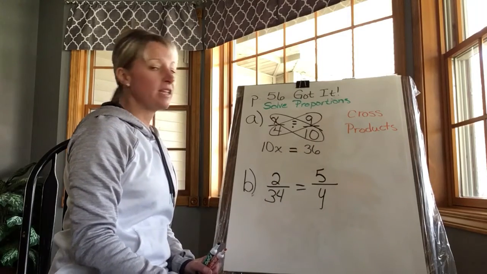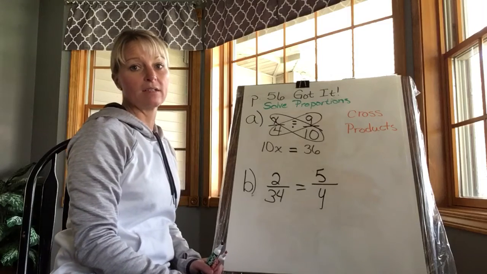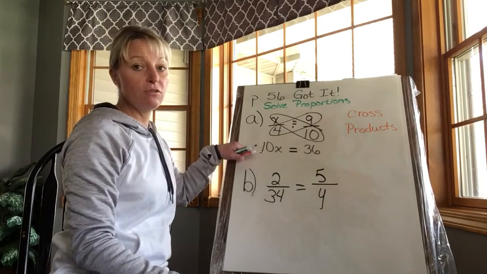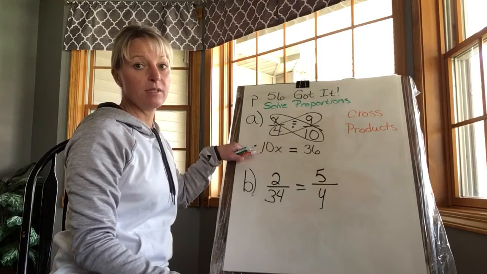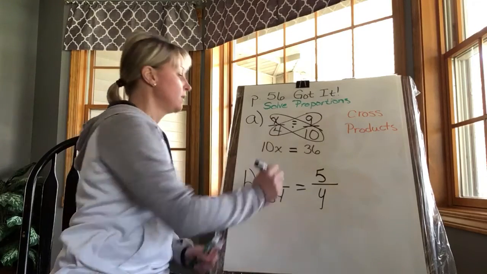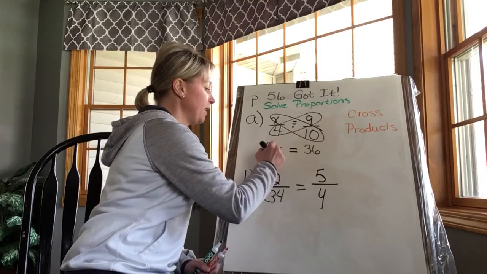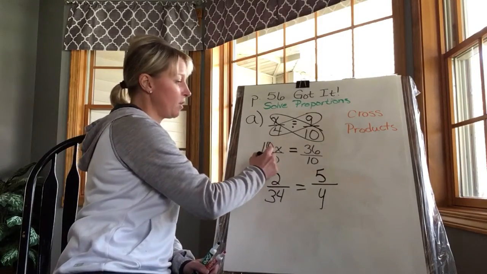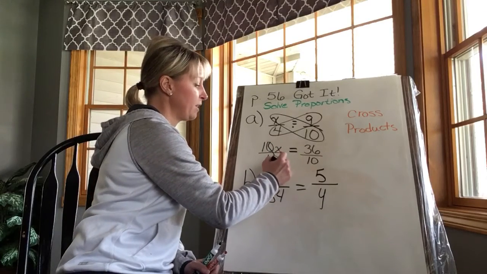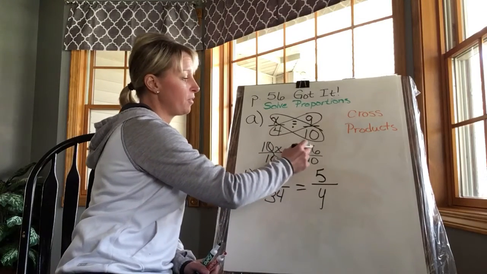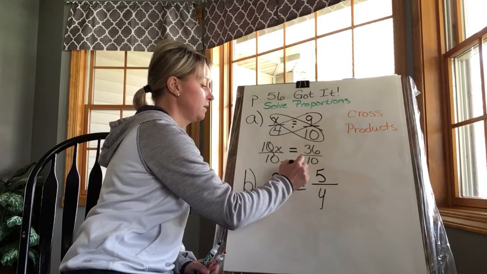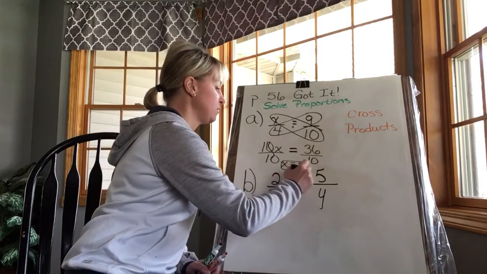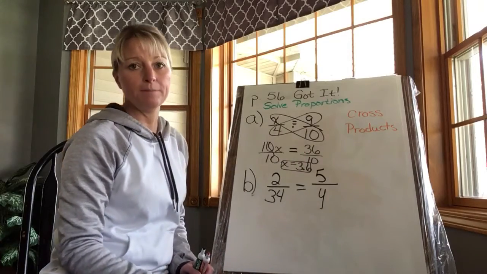Once I've done that, I've set up my equation, and I just need to solve for x. To solve for x, we're multiplying here, so you do the opposite, which is division. So I'm going to divide by 10 on both sides. These 10s cancel each other, so I'm left with x. So x equals 36 divided by 10, which is 3.6. That is my final answer for A.